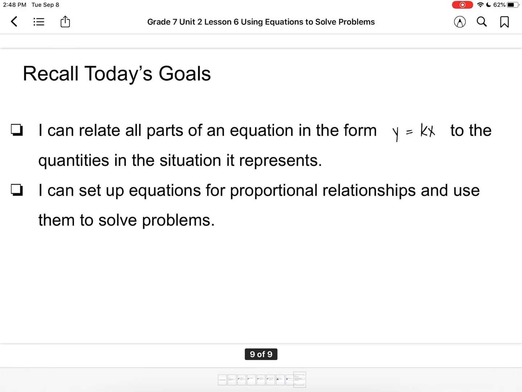So in this lesson, you related all parts of the equation, y, k, and x, or c and w and m and k, to the quantities in the situation, and you set up these equations and used them to solve problems.